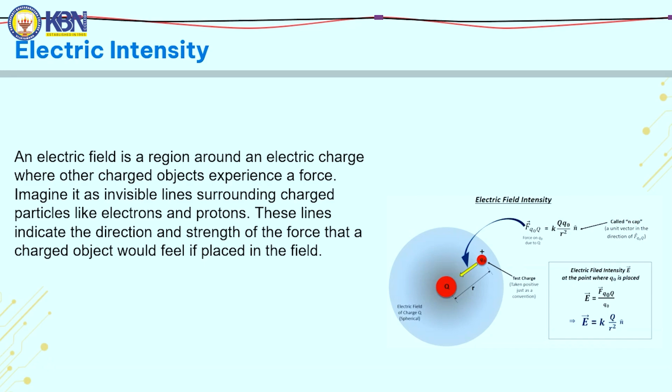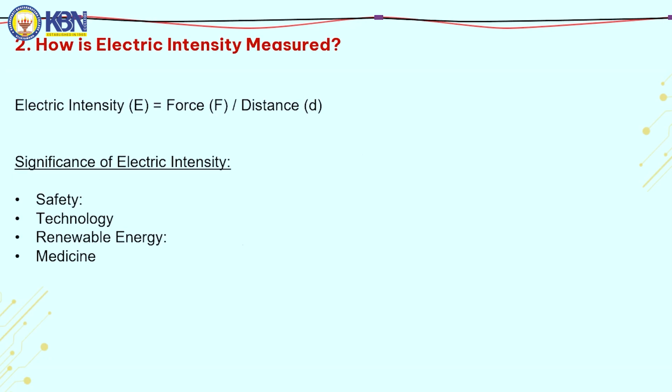Imagine electric intensity as invisible lines that surround charged particles. These lines indicate the direction and strength of the force. And how is this electric intensity measured? Electric intensity is measured by the formula E = F/Q, where E is the electric intensity and F is the force.